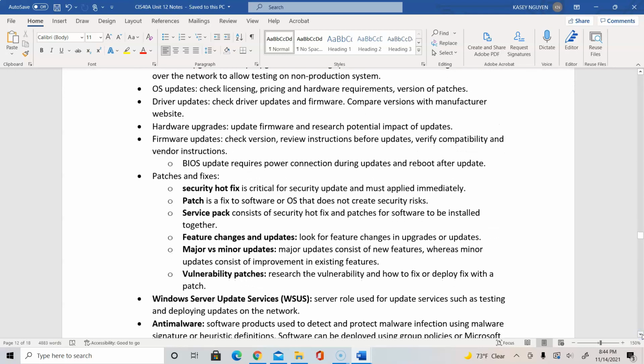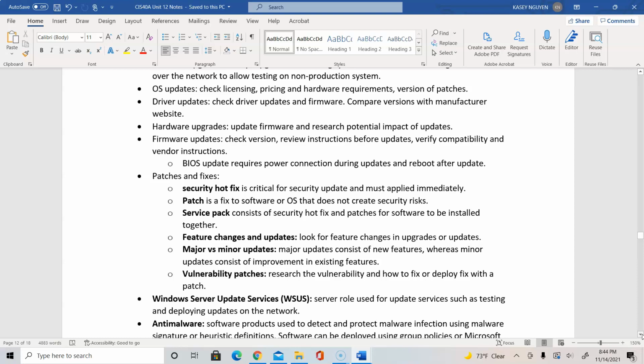In dealing with fixes and patches, we would prioritize security hotfixes that are critical for securing your system, with updates that must be applied immediately. We need to patch and fix the OS and software to reduce security risk. We can use a Service Pack, which consists of security hotfixes and patches that can be installed together instead of individually.